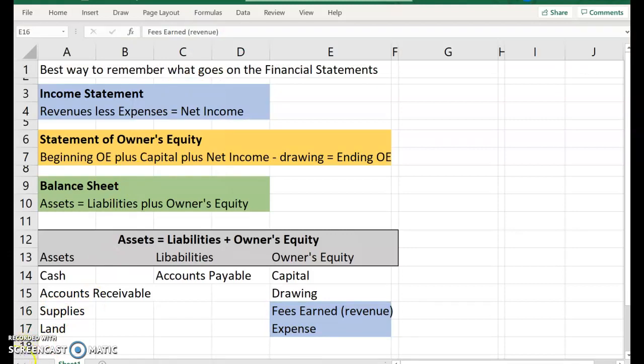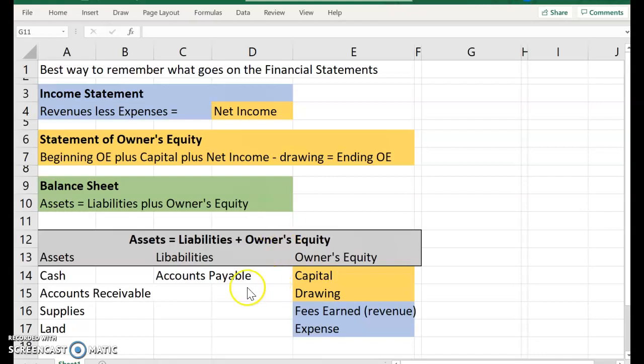Okay, now moving on to the statement of owner's equity. The statement of owner's equity is going to show the changes that happened to owner's equity in that period. So first, you have to start out with beginning owner's equity, which in our chapter is usually 0 because it's starting out as a new business. Plus capital, that's our owner's investments. Plus net income, and we've already figured out net income on the income statement.